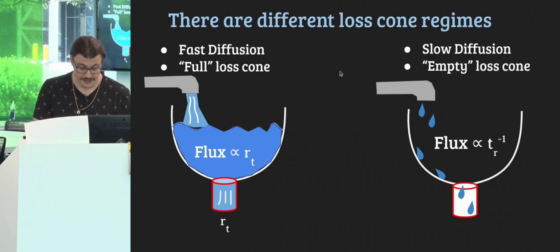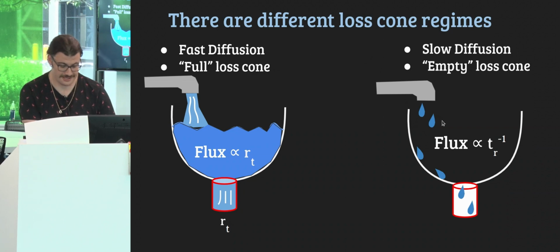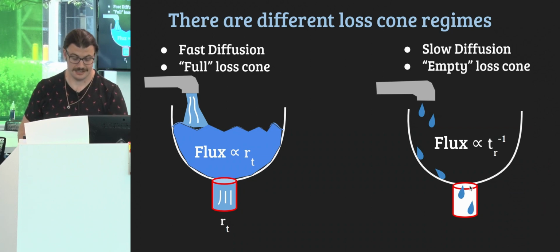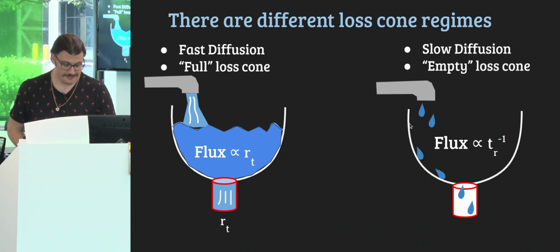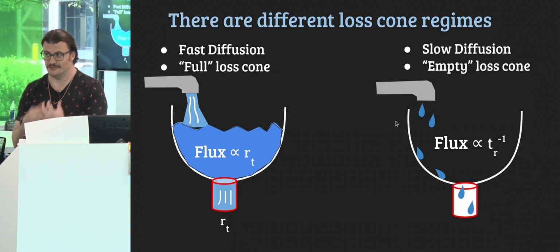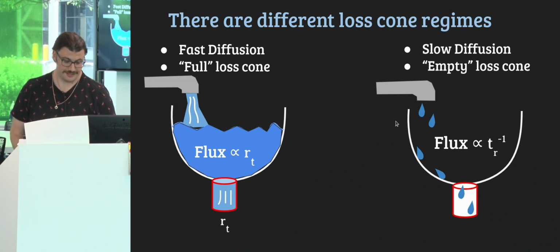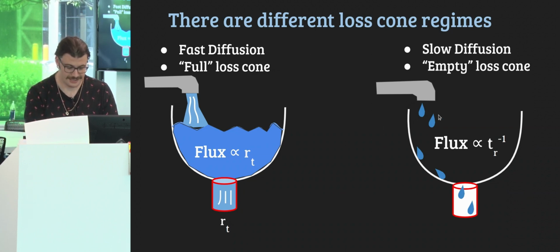And on the other hand, if the diffusion is very slow, if this is clogged, maybe this is wide enough, we don't really care how wide this drain is, because the flux really depends on how fast you can replenish your bathtub or whatever. And this is basically the empty loss cone.